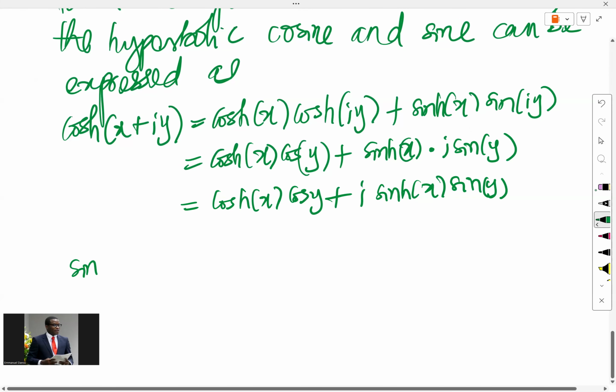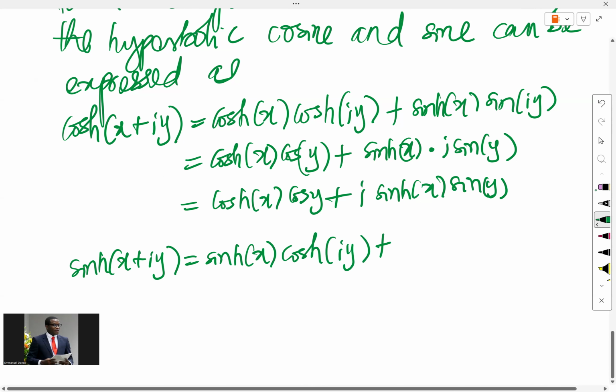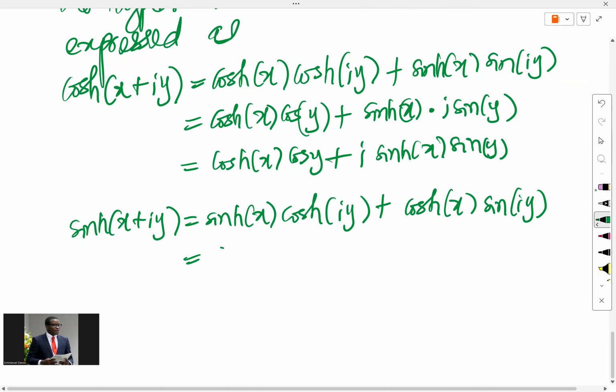And then, of course, we can try the same for sin of x plus iy. So for sin of x plus iy, we have again sin x cos iy plus cos x sin iy. Again, using the same logic, this is sin x normal.